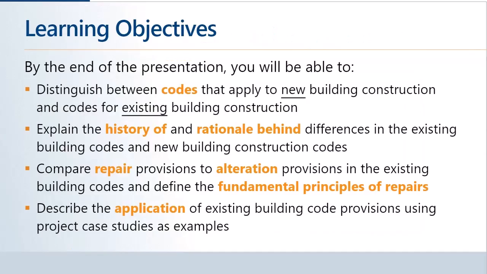So our learning objectives today: we're going to distinguish between those codes that apply to new building construction compared to existing buildings. We're going to spend a little bit of time looking at the history of and the rationale behind those existing building code provisions. Why do we have them? Some folks might not realize they exist. We'll look a little bit at the repair versus the alteration provisions and really focus on the fundamental principles of repairs. And we'll walk you through a few case studies that we've worked on where we've applied various principles.